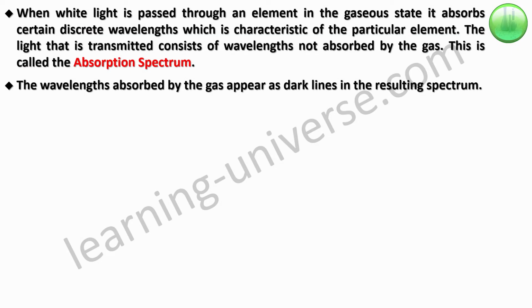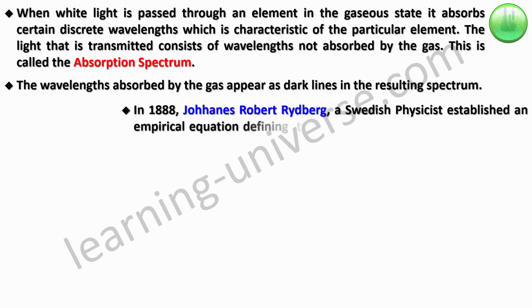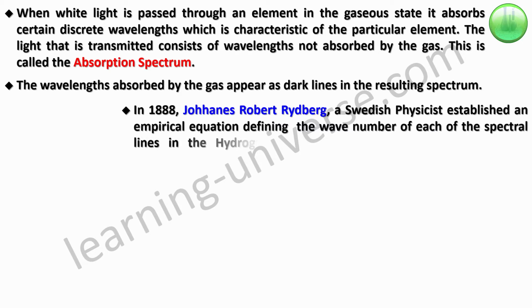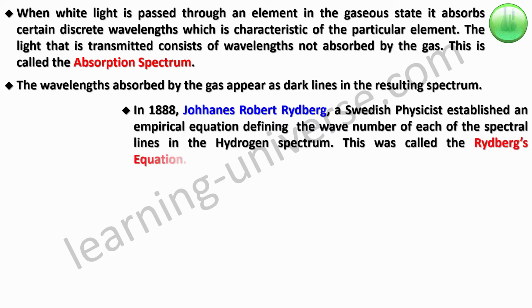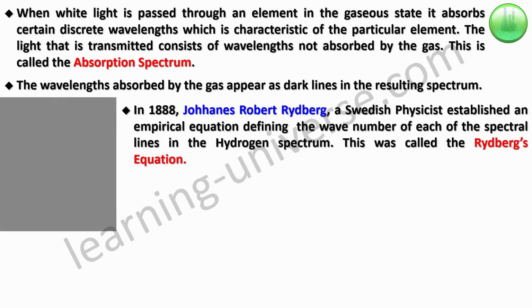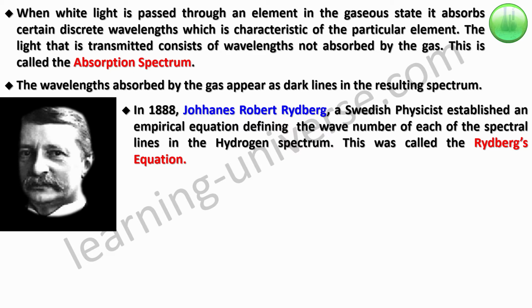Alright, now we talk about, in 1888, Johannes Robert Rydberg, a Swedish physicist, established an empirical equation defining the wave number of each of the spectral lines in the hydrogen spectrum. This was called the Rydberg's equation. Now, this was an amazing piece of work. In fact, I would say that this work was so important that probably it was this work that led us to a better model of an atom, which was later on proposed by Niels Bohr, which we'll come to later.